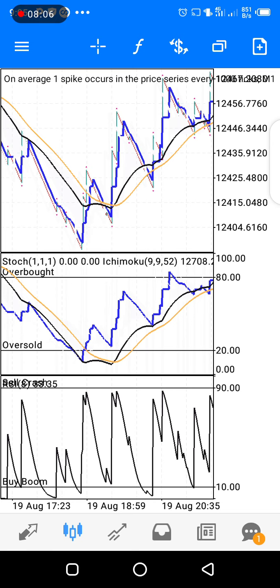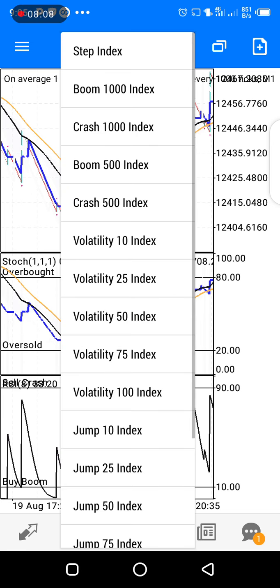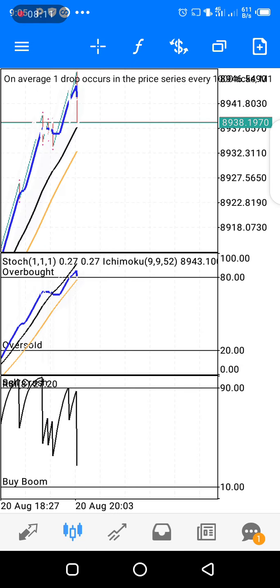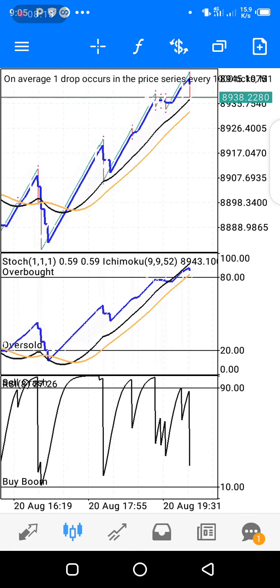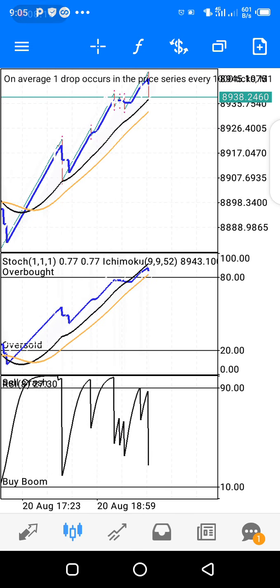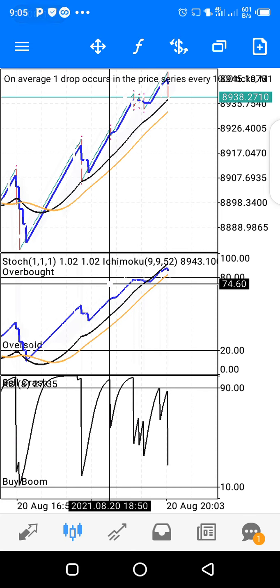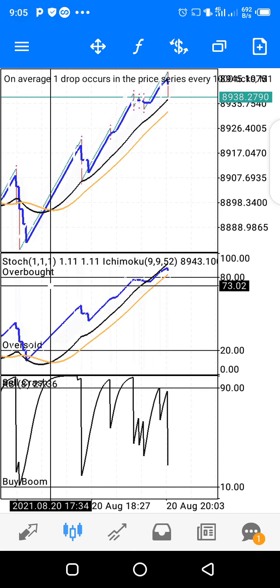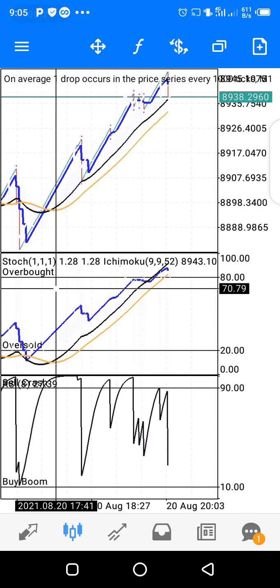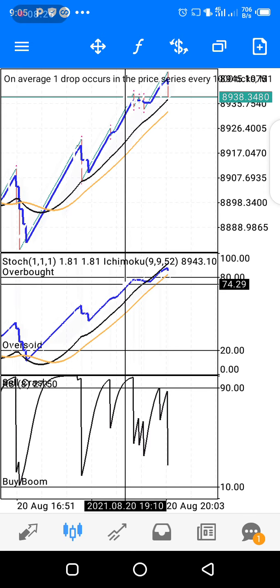All right. Now let's see another market. Let's see Crash 1000. You can see Crash 1000 now. You see what happened here? This is a very close one. See the point where they touched here. You know how Crash 1000 is. In Crash 1000, the spikes come down and the candles go up.